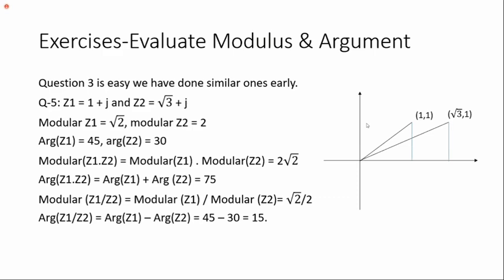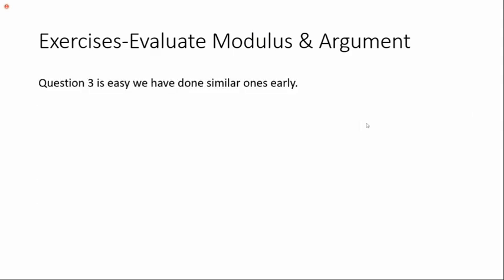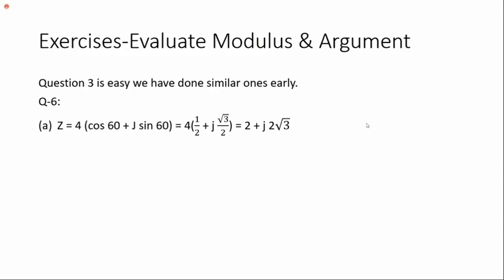Now you can easily write what Z1 Z2 and Z1 divided by Z2 are, because we know the modulus value and the argument. For example, what is the modulus of Z1 Z2? 2 square root of 2. Argument 75. Then you can write the complex number: 2 square root of 2 times cos 75 plus j sin 75. What will be the other one, Z1 divided by Z2? The modulus value is square root of 2, times cos 15 plus j sin 15. You see the next slide, the answers are there. That's not given, but you can easily understand.